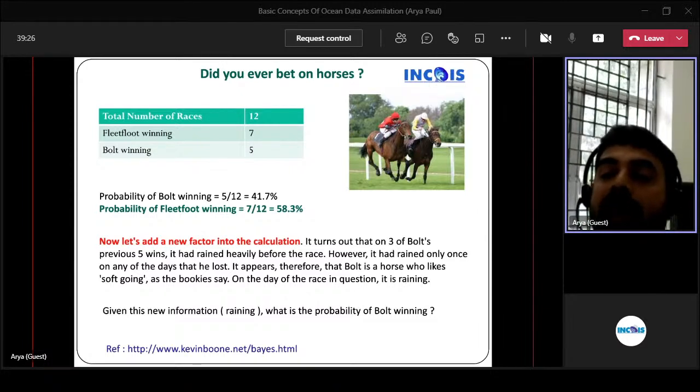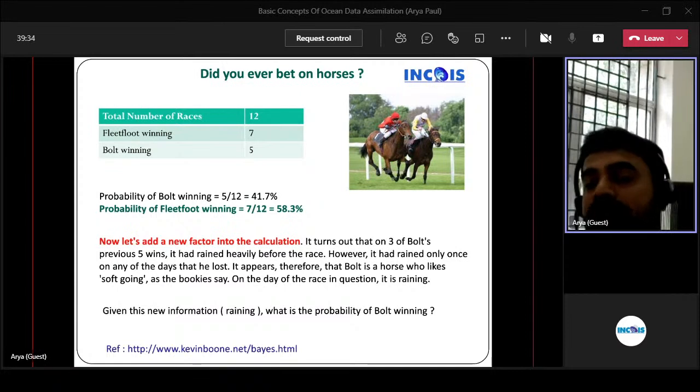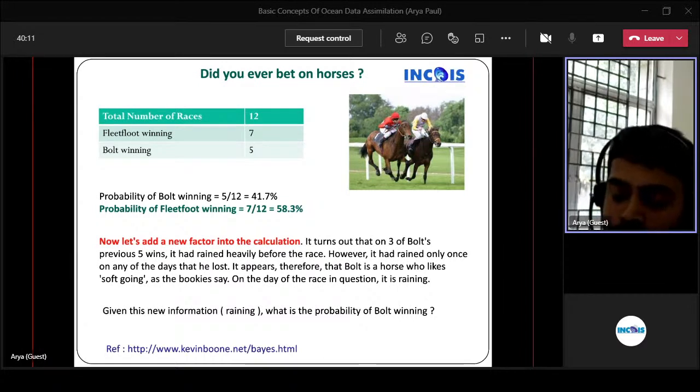However, if I now add another piece of information to the system, let's say that out of the 5 wins that Bolt had, on 3 days it was raining. And Bolt lost only once when it was raining. So out of 12 days, 4 days it was raining, and out of those 4 days, on 3 days Bolt won, and on 1 day Bolt lost. So there are 12 races. On 4 days it was raining, on 8 days it was sunny. And on the 4 days that it was raining, Bolt won 3 of its 5 wins.